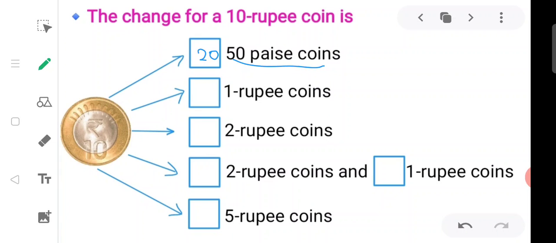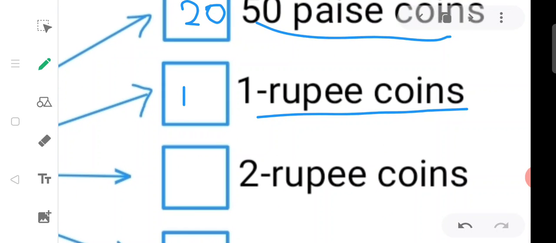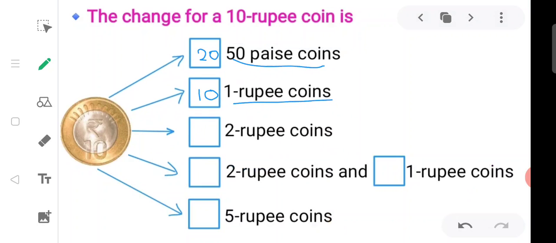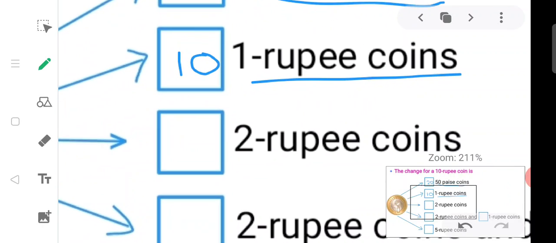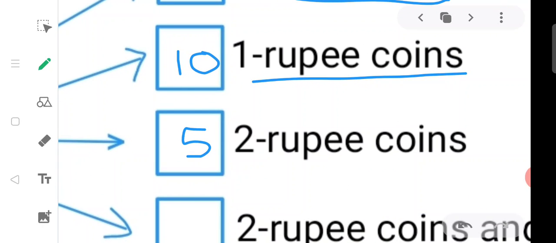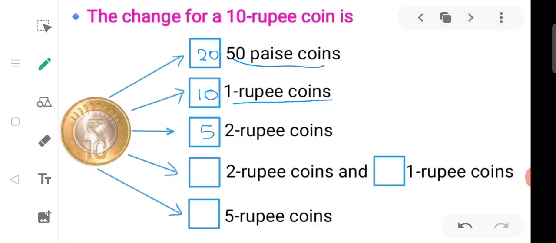Now see the next one. Next one is 1 rupee coins. How many coins of 1 rupee do we need for a change of 10 rupees? We need 10 coins. 10 coins of 1 rupee make 10 rupees. Now, how many coins of 2 rupees do we need? 5 coins. 5 coins of 2 rupees make 10 rupees.